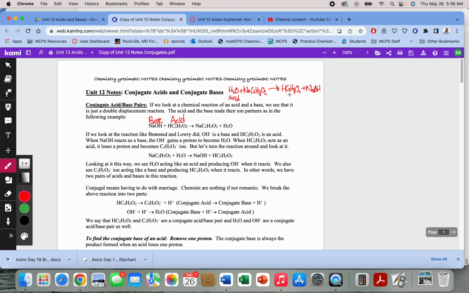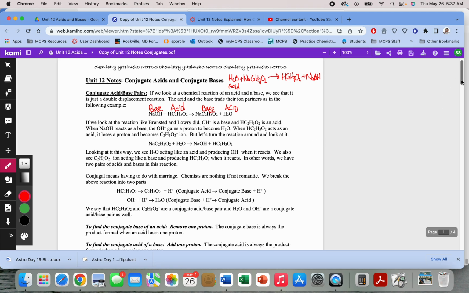So if we look at it, really we have a base here and an acid here, right? So we have a base and an acid going to a base and an acid. But it's a little different. It's not just that this is a base and this is a base, or this is an acid and this is an acid. It turns out that one of these acids and one of these bases are related, and the other acid and base are related as well. So let's take a look at how they're related.